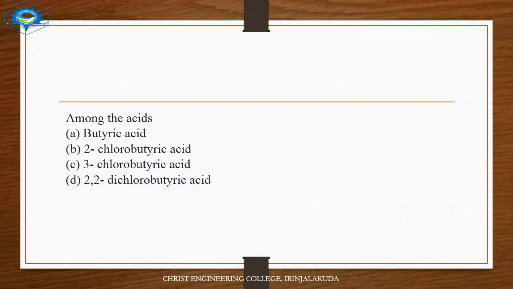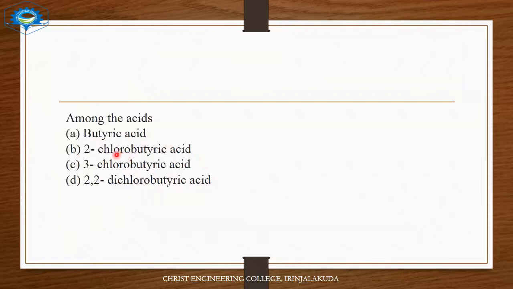By considering the three conditions: butyric acid, 2-chlorobutyric acid, 3-chlorobutyric acid, 2,2-dichlorobutyric acid. Butyric acid means it is actually butanoic acid. So in butyric acid, the first one, option A, there is no electron withdrawing group, no -I group.